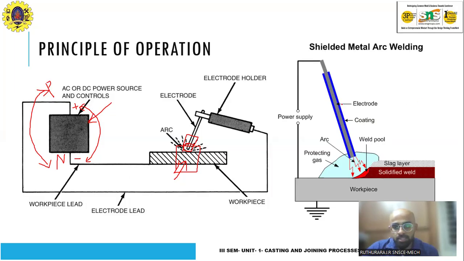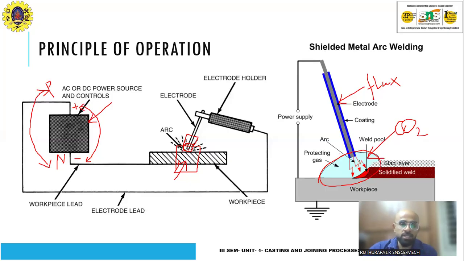Other than that, there is a coating of flux here. The flux, as I said in gas welding, is used to prevent oxygen from entering the welding region. As you can see here, it's nicely demonstrated. There is a layer of protecting gas, which is carbon dioxide, CO2. This CO2 prevents oxygen from entering the weld pool to prevent oxidation. So these are the basic parts.